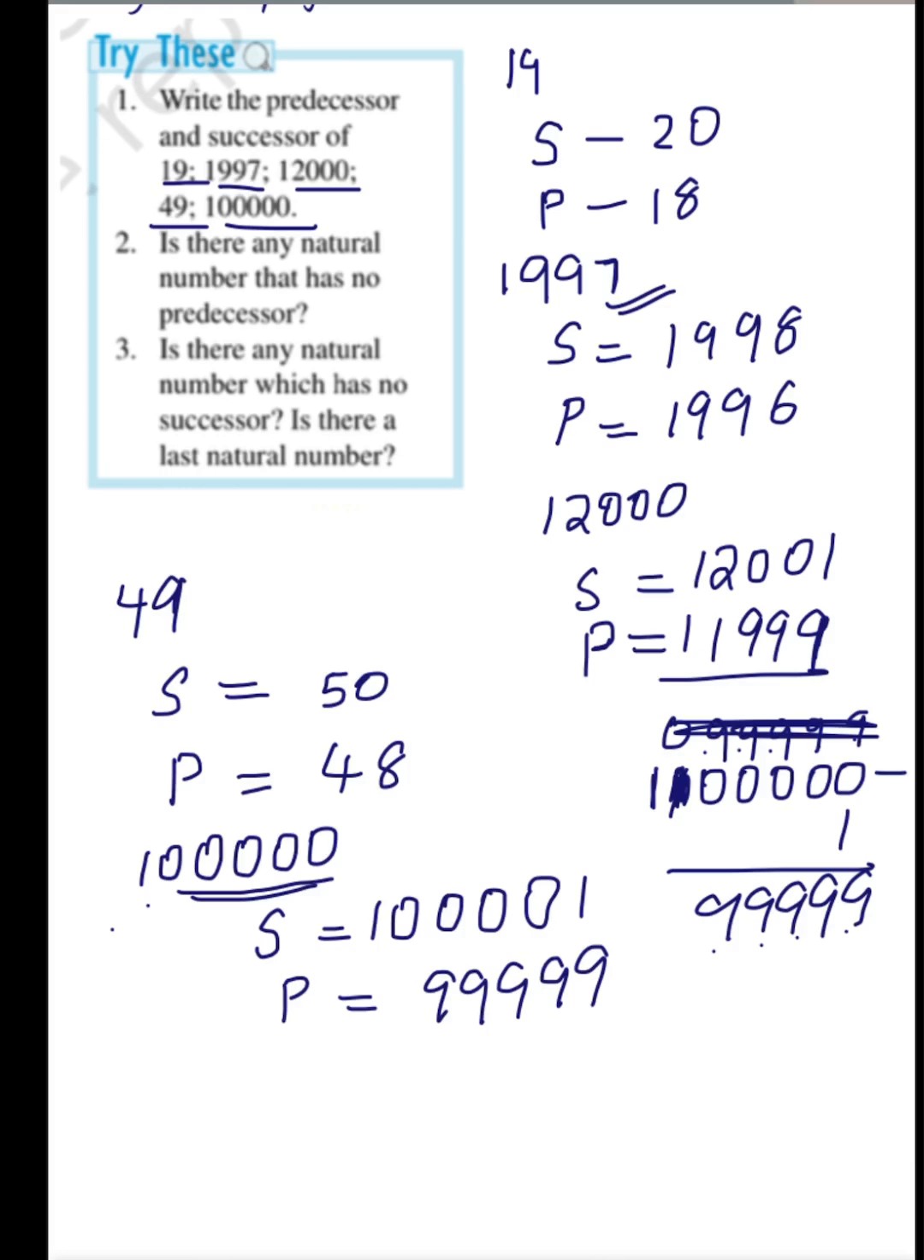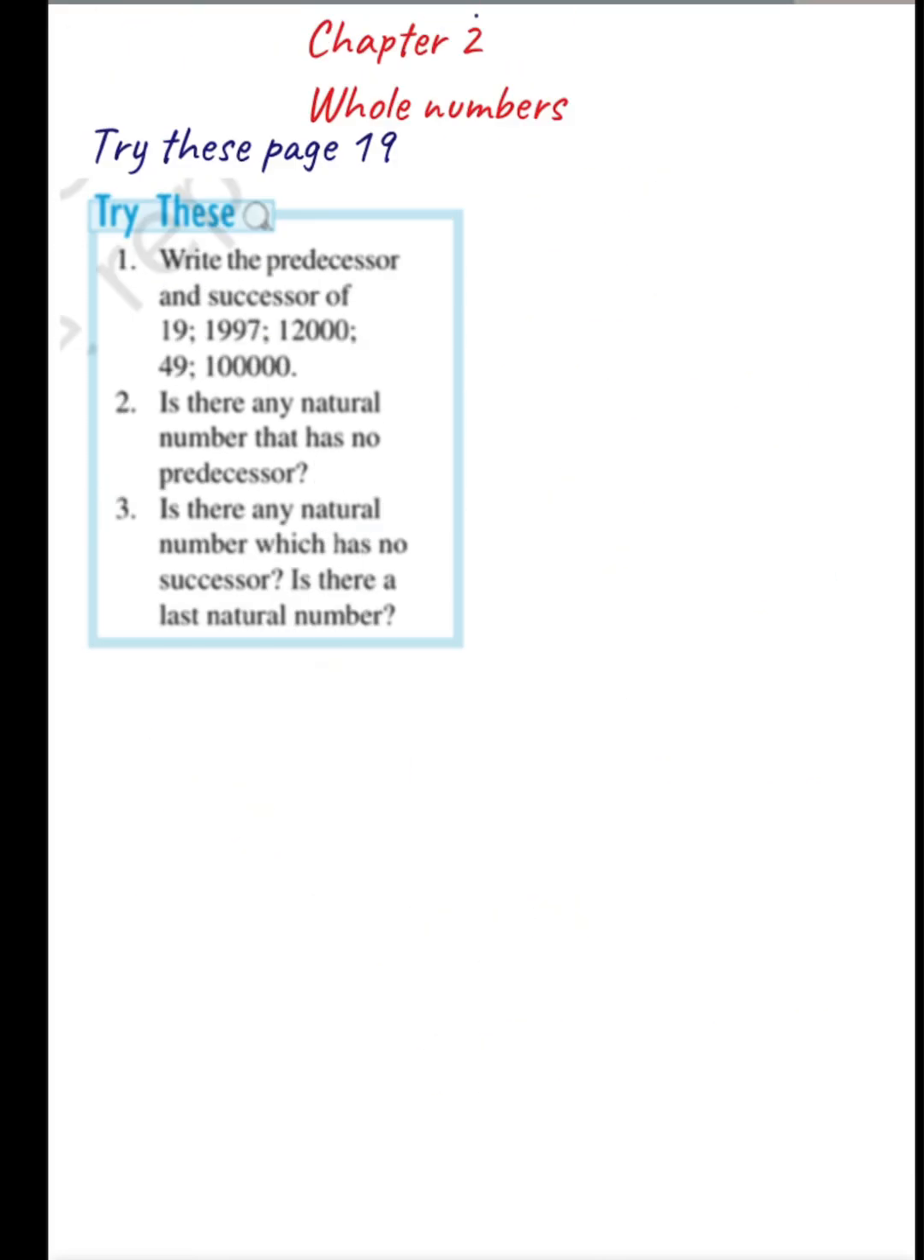Now let's see the second question. What is the second question? The second question is: is there any natural number that has no predecessor? We have to find if there is any natural number without a predecessor. So let's write the natural numbers: 1 2 3 4, these are the natural numbers. Now is there any natural number without any predecessor?